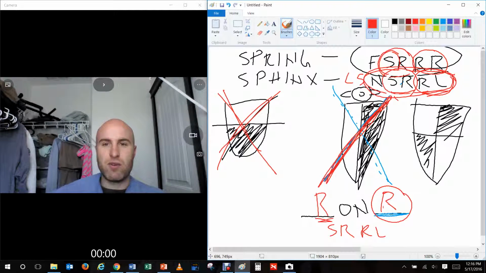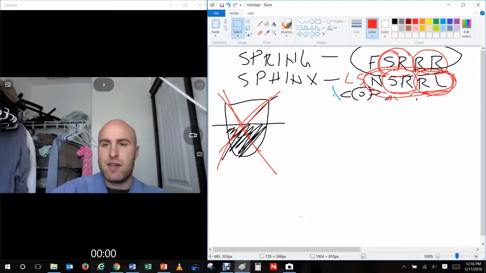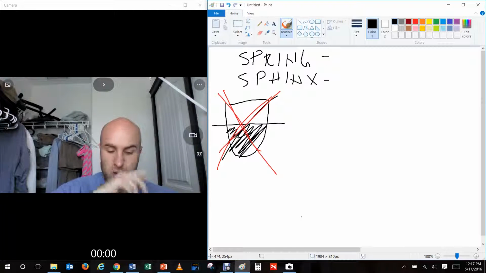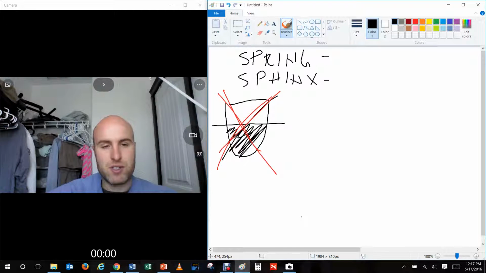Let's continue on as if we know that Sphinx is negative, and we've already worked out that spring is negative. So again, that bilateral is ruled out. Now we're trying to figure out whether the person has a torsion or a unilateral shear.